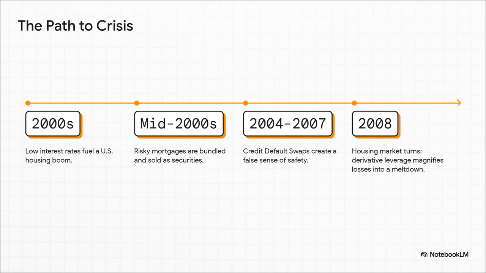So it all kicked off in the 2000s with a huge U.S. housing boom, right? Low interest rates made it easy to get a mortgage. Then, Wall Street started bundling all these mortgages, even the really risky ones, together and selling them as these complex packages. And here's where derivatives came in. They created something called a credit default swap, which was basically sold as an insurance policy on these mortgage bundles. This created a totally false sense of safety. So when the housing market finally tanked, the insane amount of leverage built into these derivatives acted like a giant amplifier, turning what should have been big losses into a complete full-blown global meltdown.